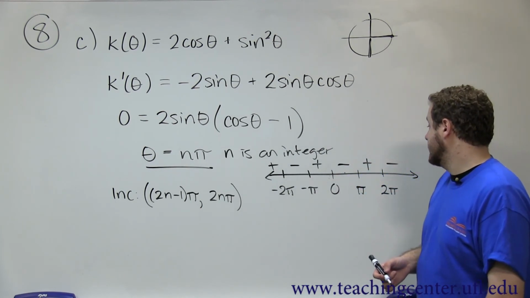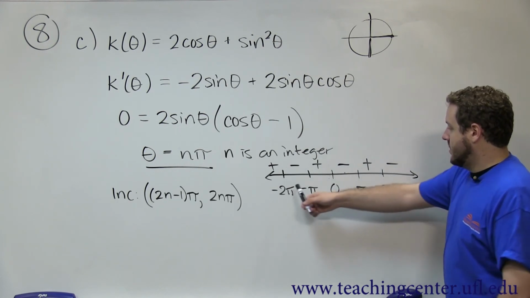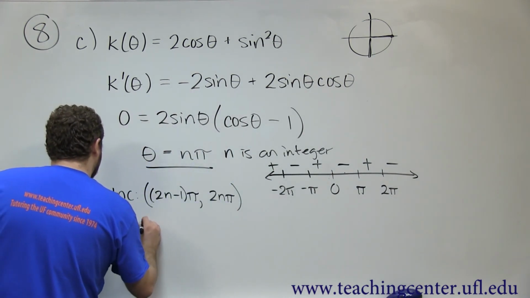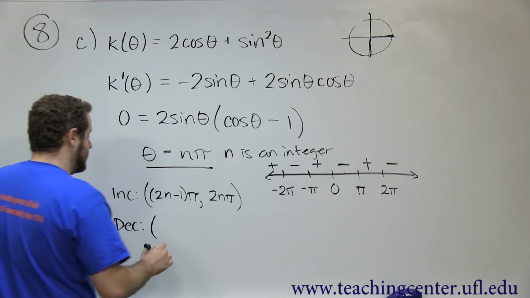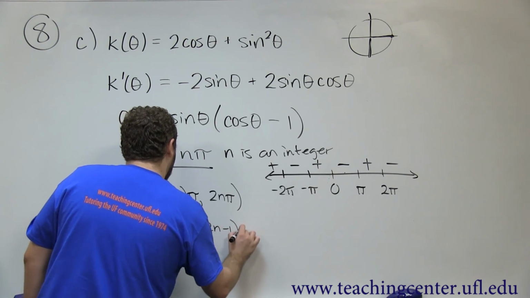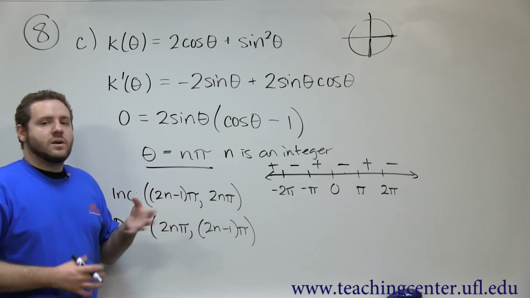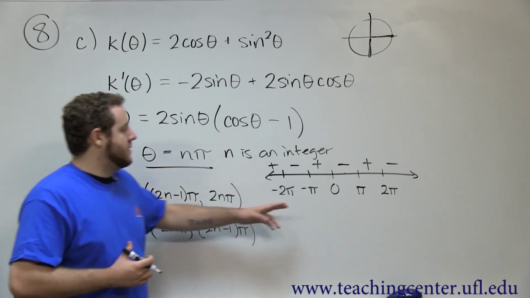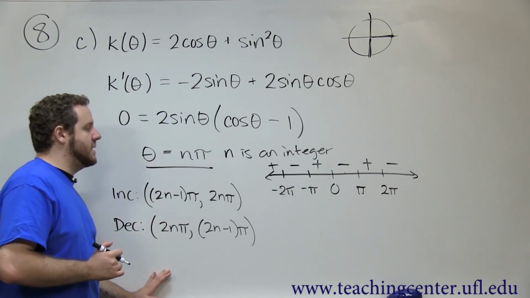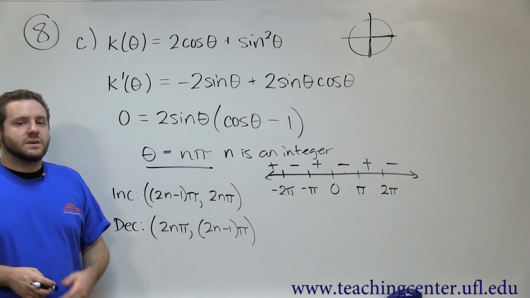That's increasing. So decreasing is when we go from even to odd, like 0 to 1, or -2 to -1. So decreasing, we're going from even to odd. So we would go from any 2n pi to 2n minus 1 pi. So our increasing intervals are any interval starting at an odd multiple of pi and going to an even. That would be increasing. Our decreasing is any time we go from an even to an odd. So those are our critical numbers, and those are our intervals of increase and decrease.